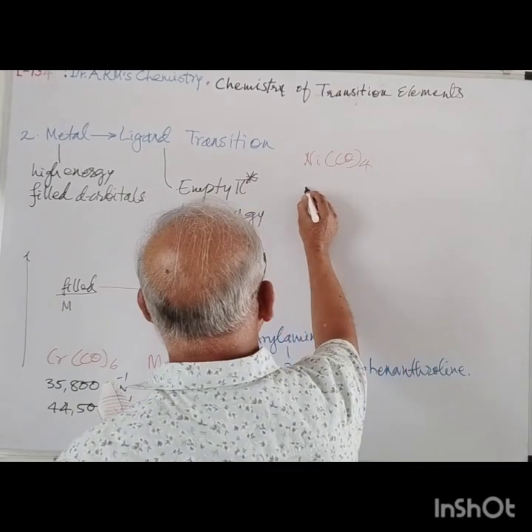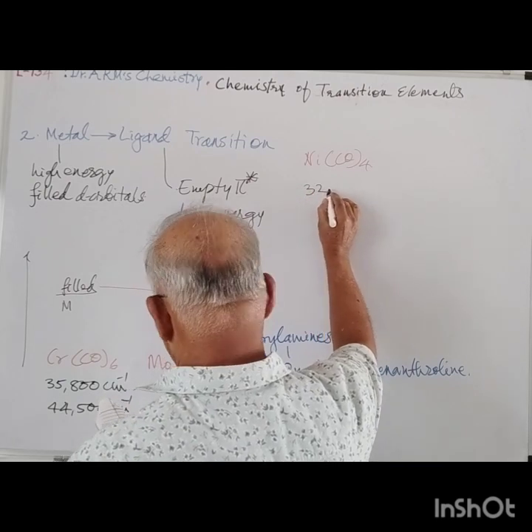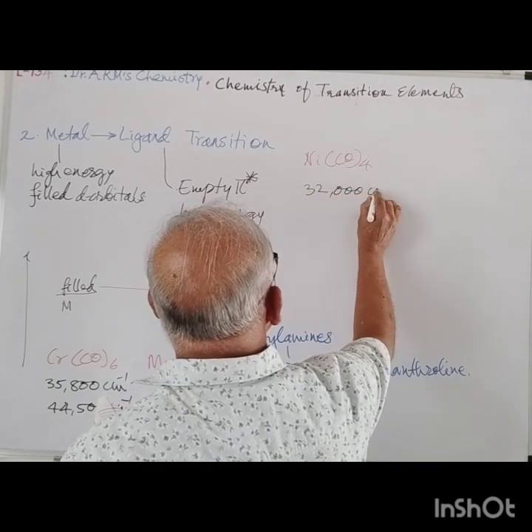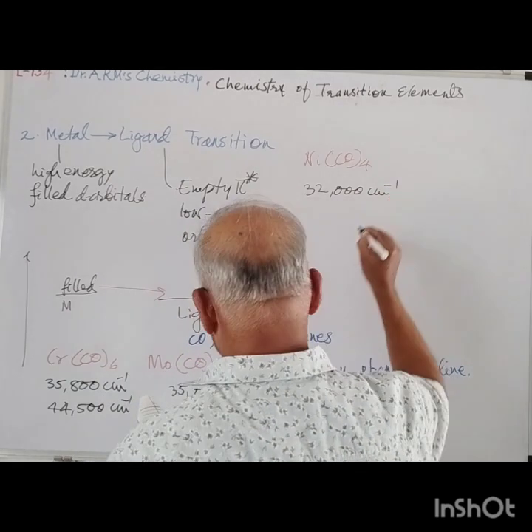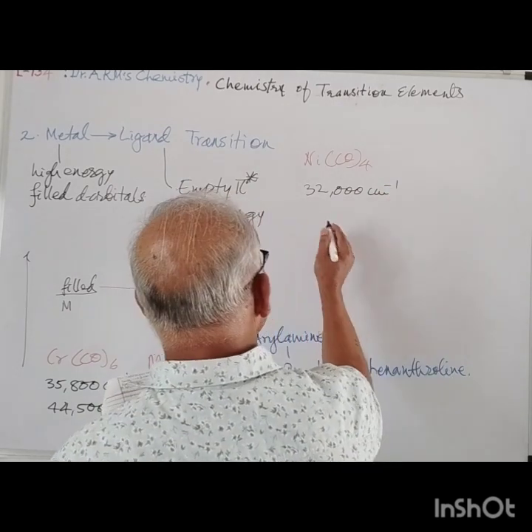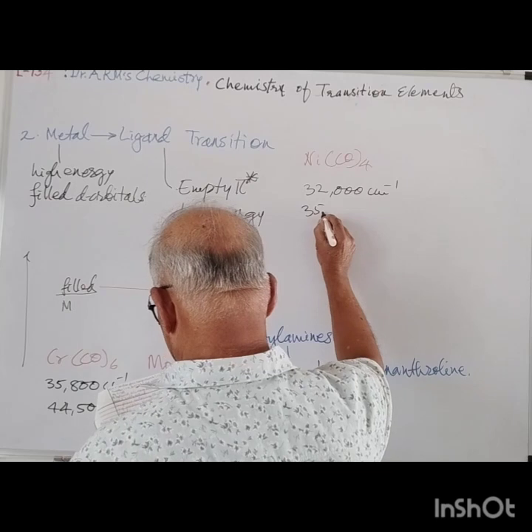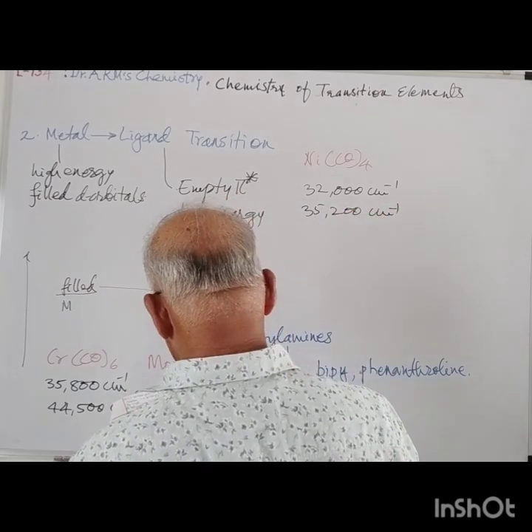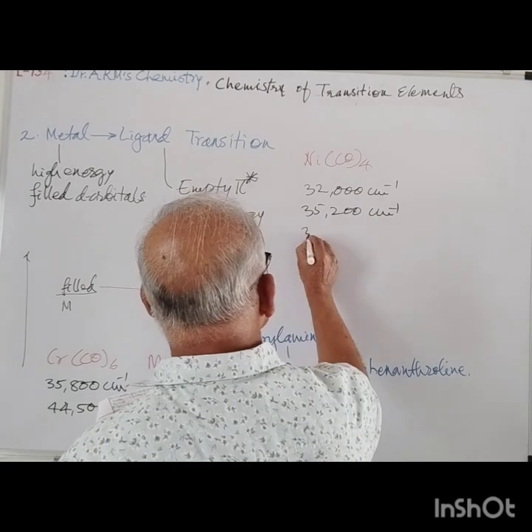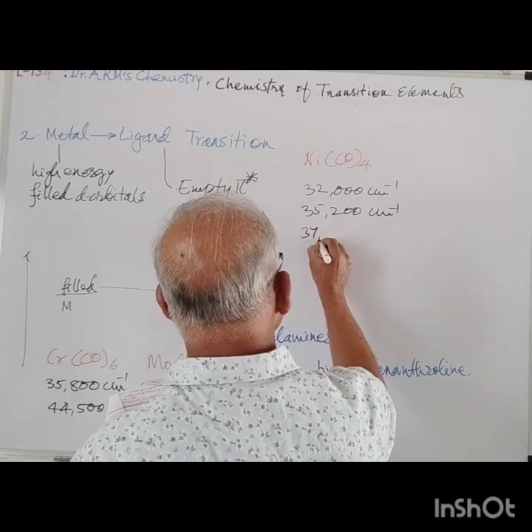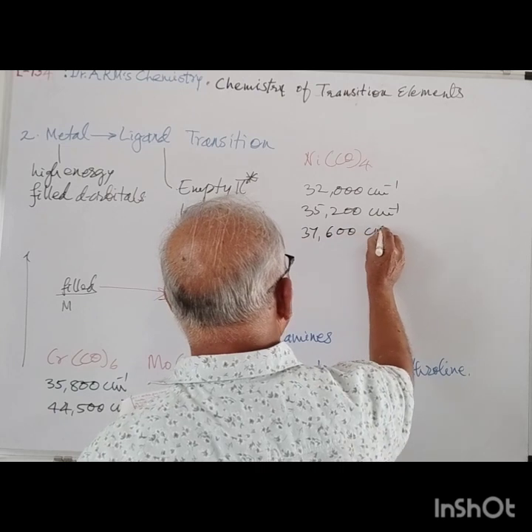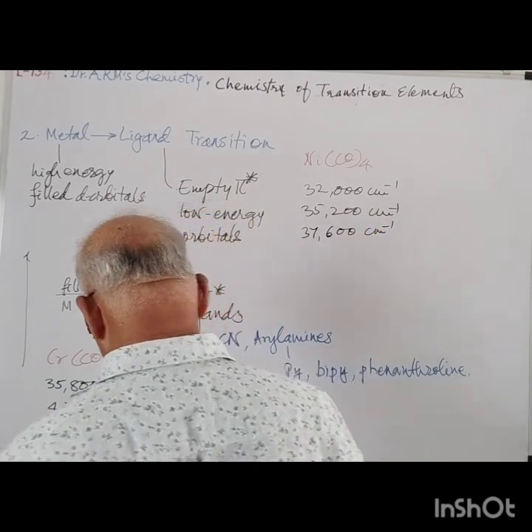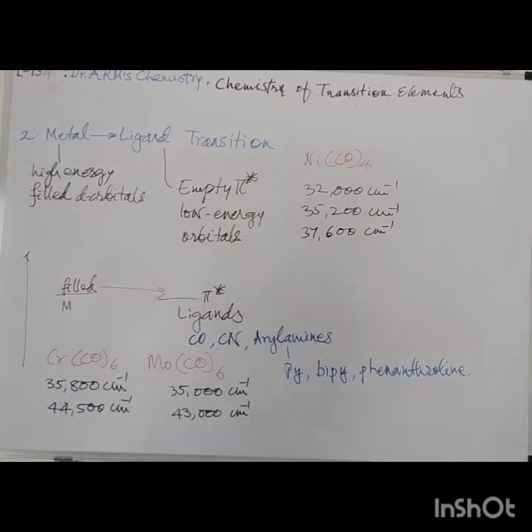For example, the first band is at 32,000 per centimeter. The second band appears at 35,200 per centimeter. The third band appears at 37,600 per centimeter. So these three bands are assigned to the tetracarbonyl nickel complex.